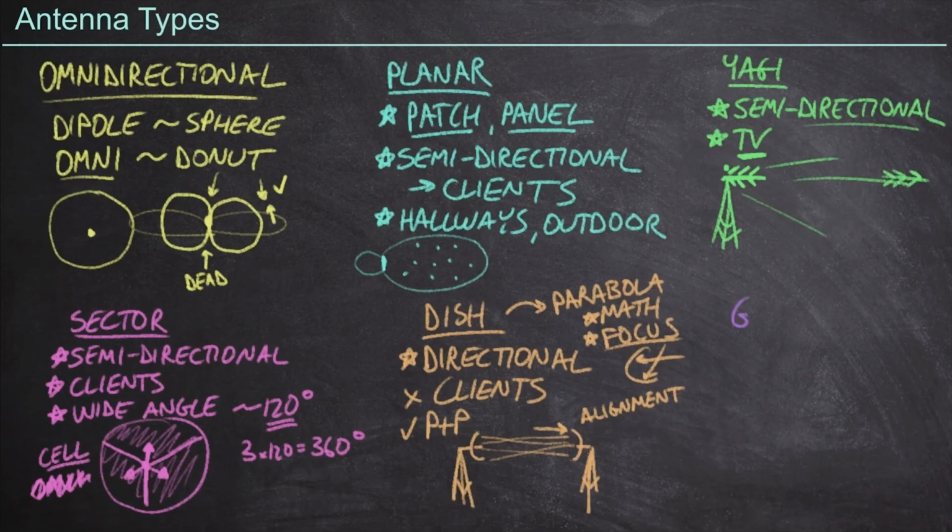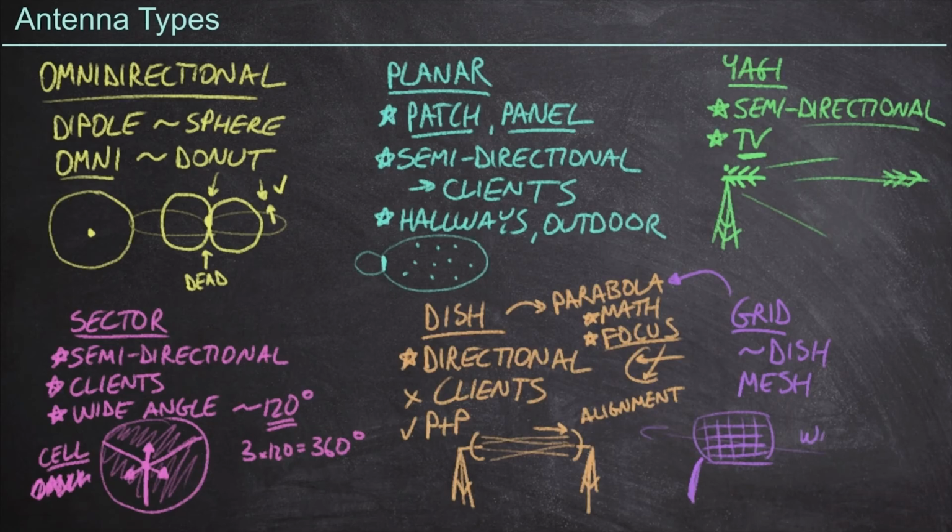Now lastly, we do have one more type, which is the grid antenna. The grid antenna is basically like a dish antenna. It actually uses the same principles. Other than that, it is a metallic mesh. And so it's going to look a little something like this, where we do still form a parabola. However, we're not doing it as a solid piece of metal. Instead, this is going to allow the wind, for example, to pass through it. And so this is going to be very, very good in windy environments.